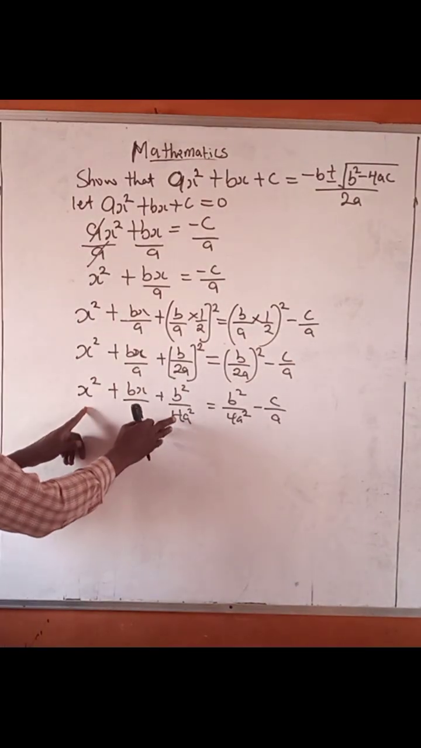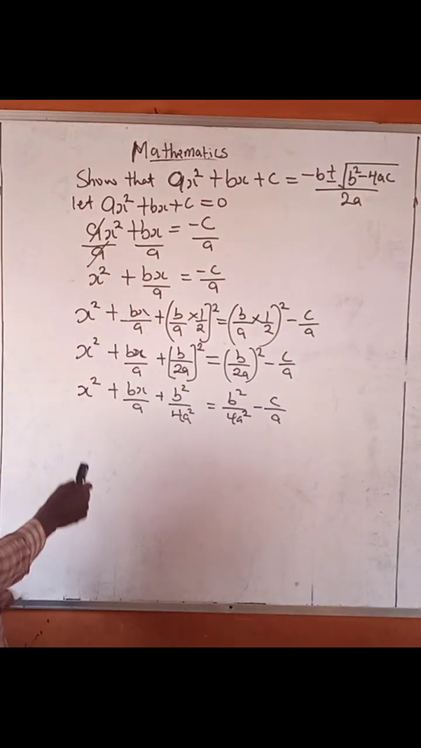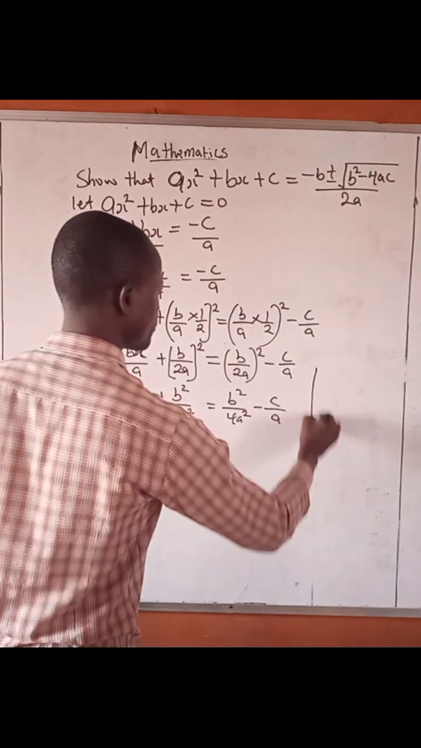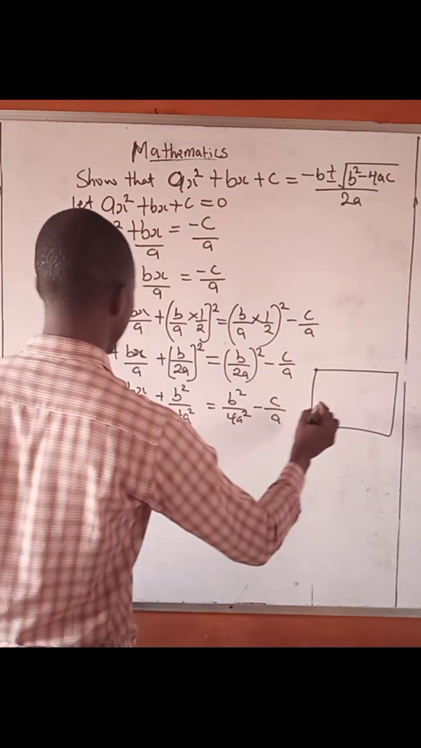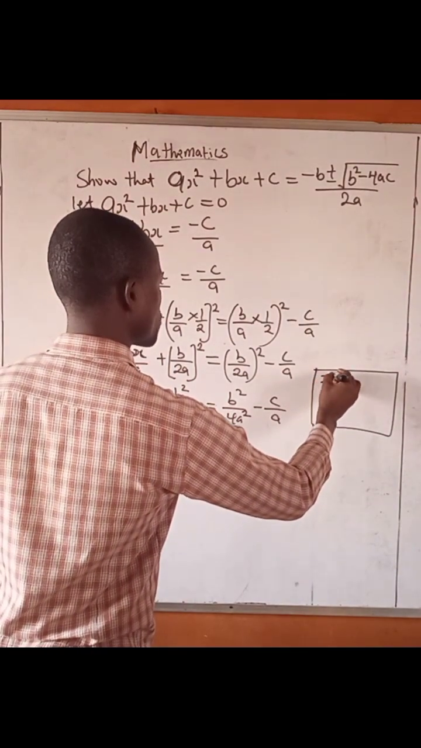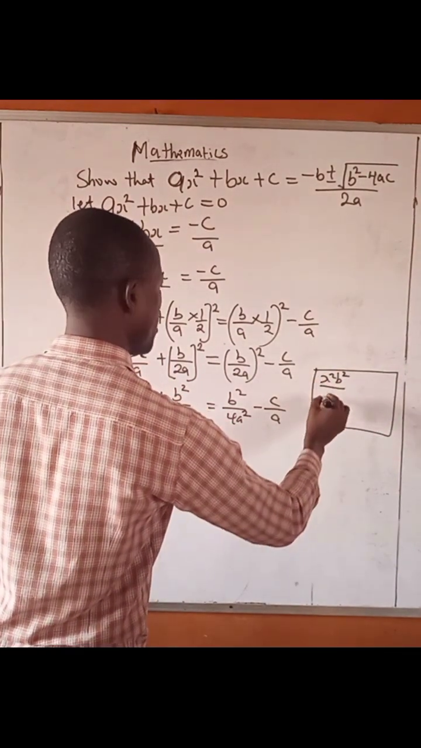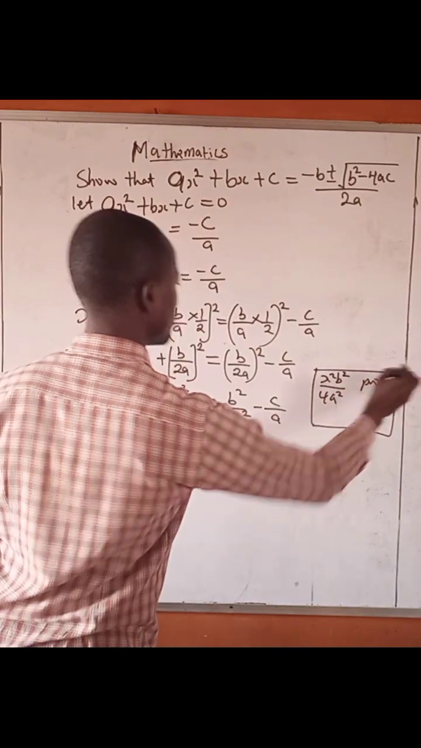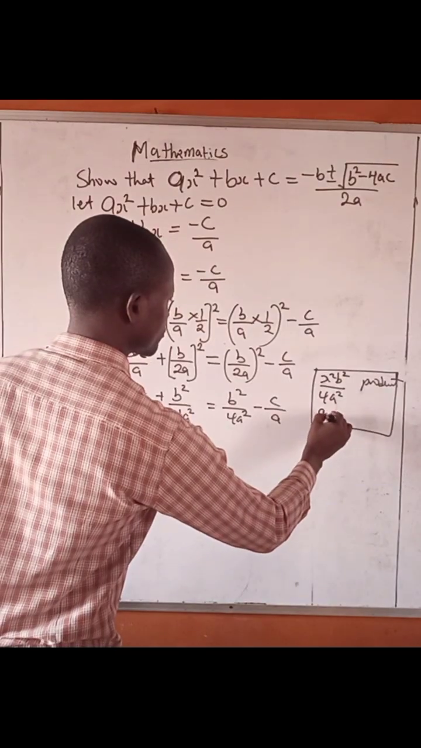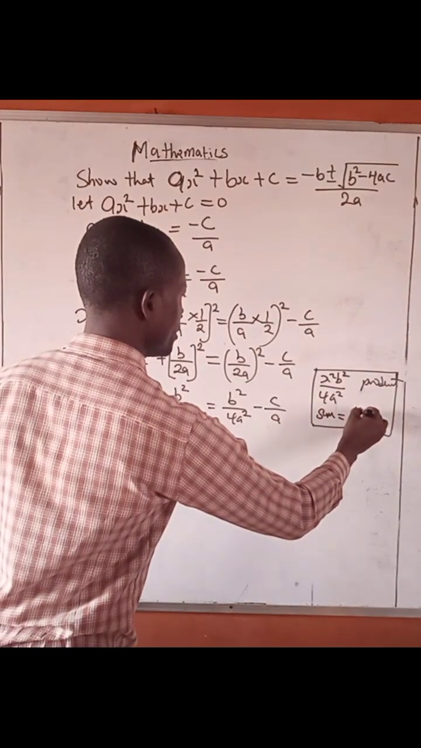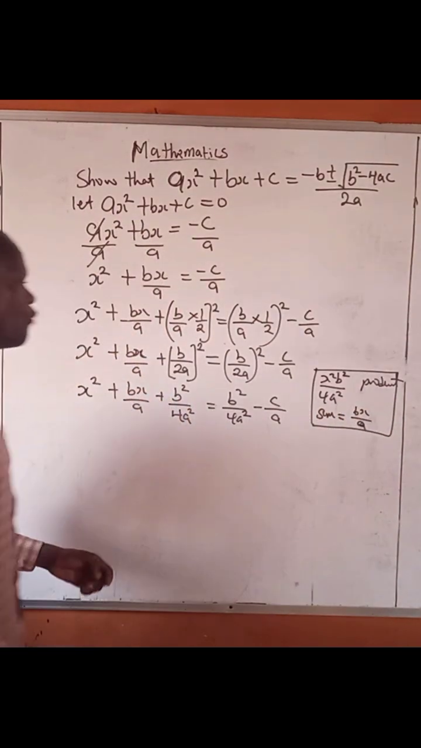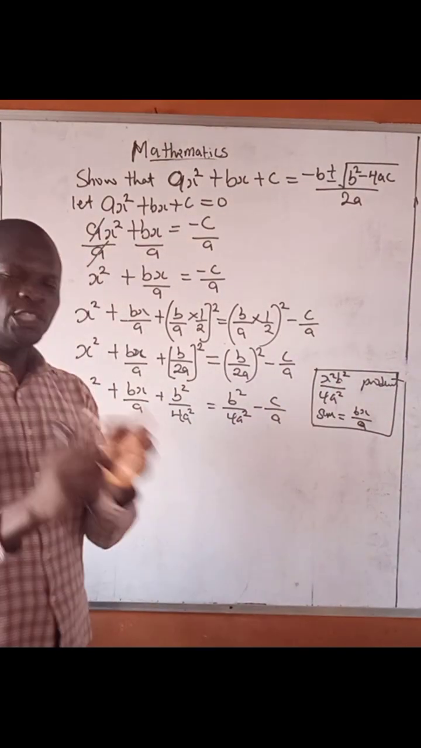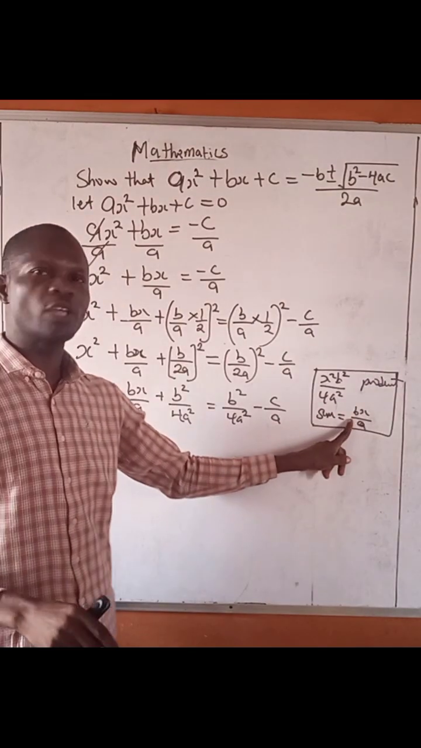The next thing is to factorize this. Don't forget your sum and your product. It will give us x squared times b squared over 4a squared. That's our product. And the sum is bx over a. You will now look for two factors. When you multiply the two together, it will give us this. When you add the same together, it will give us this.